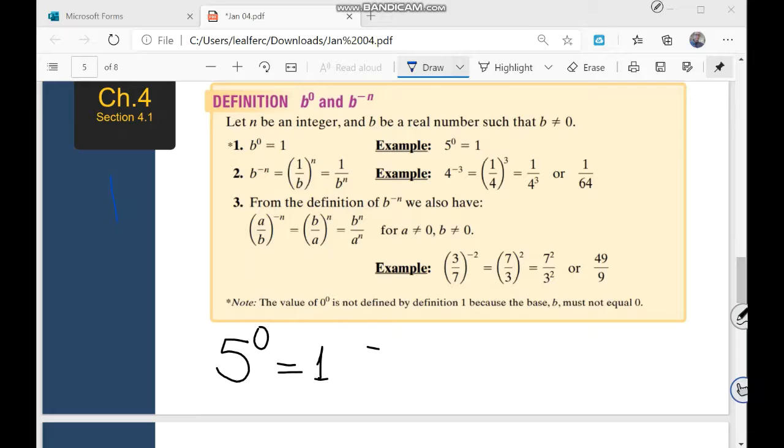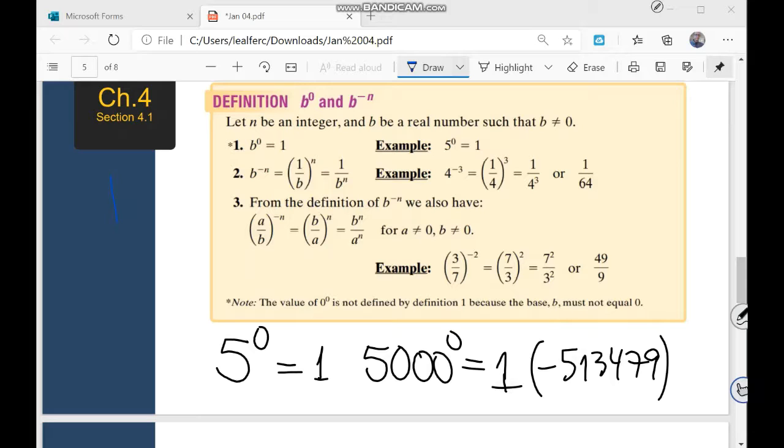If you have 5,000 exponent 0, this is also equal to 1. If you have negative 5, 1, 3, 4, 7, 9 exponent 0, this is equal to 1. So any real number different from 0, exponent 0, is going to be equal to 1. Pretty simple, right?